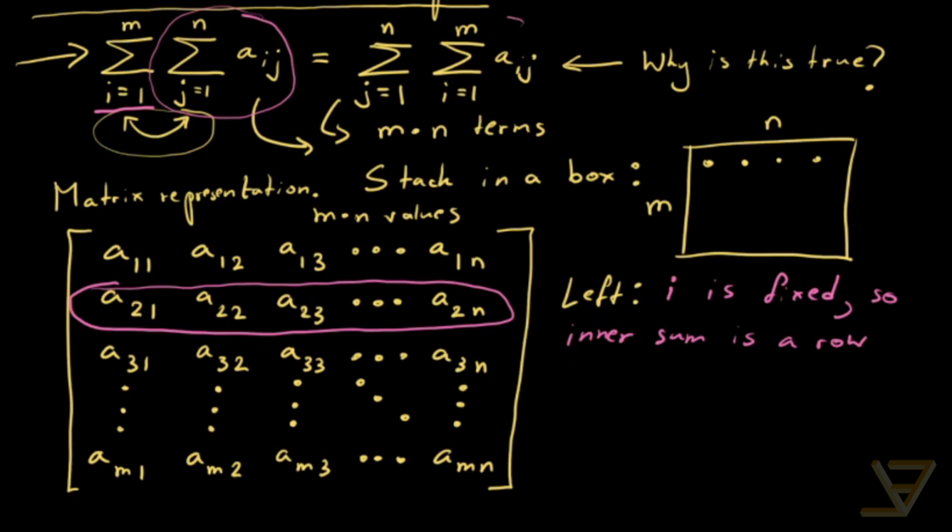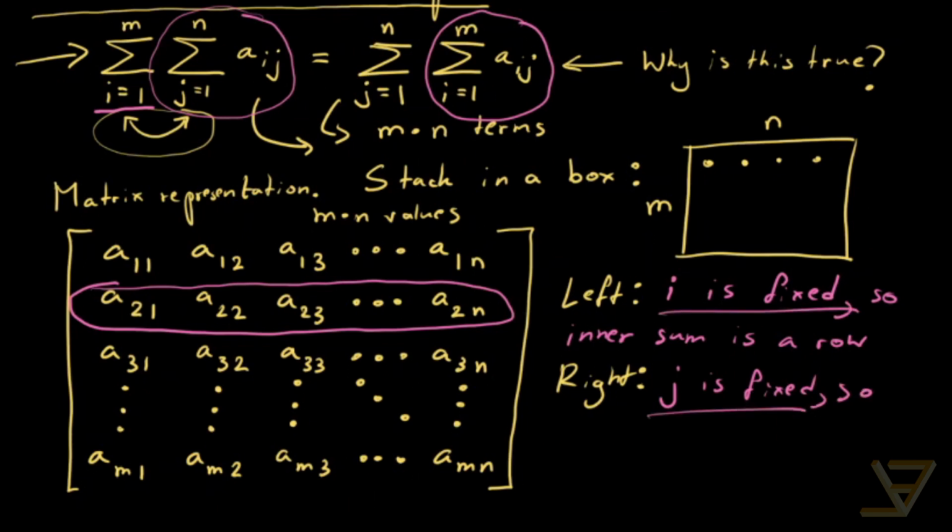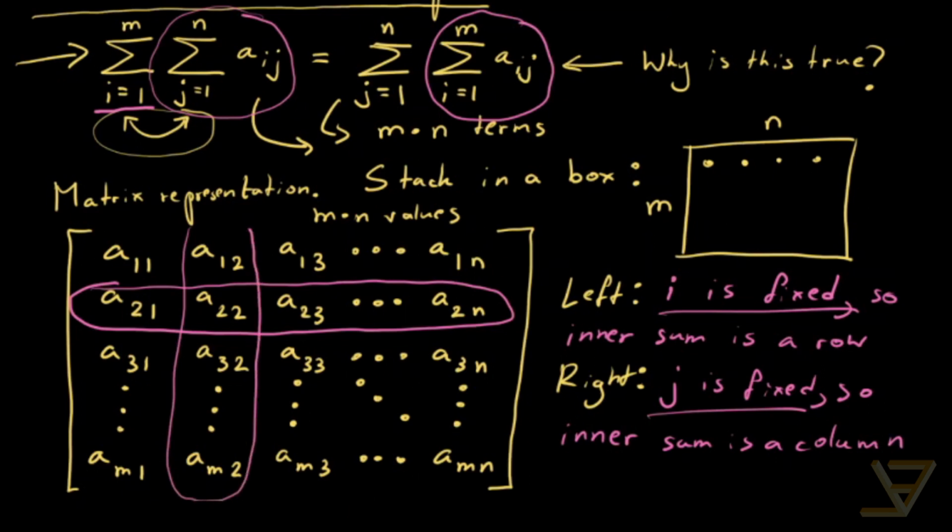On the right over here, j is fixed. And by the way, when I say i is fixed or j is fixed, I'm referring to the inner sum, not in general. In general, i and j are iterating as counters. So in this case, the inner sum is a column. And an example of a column is this.